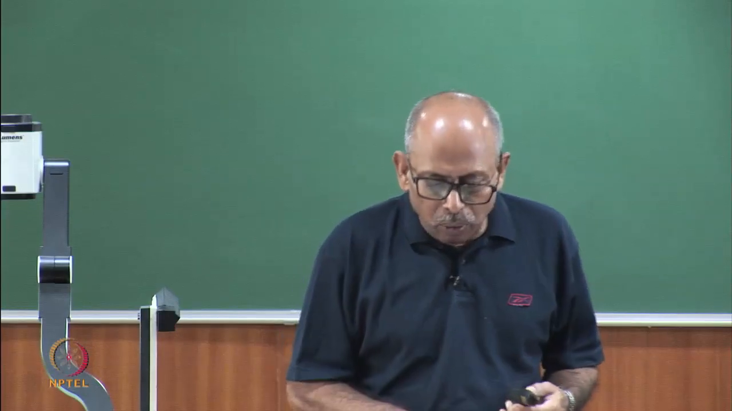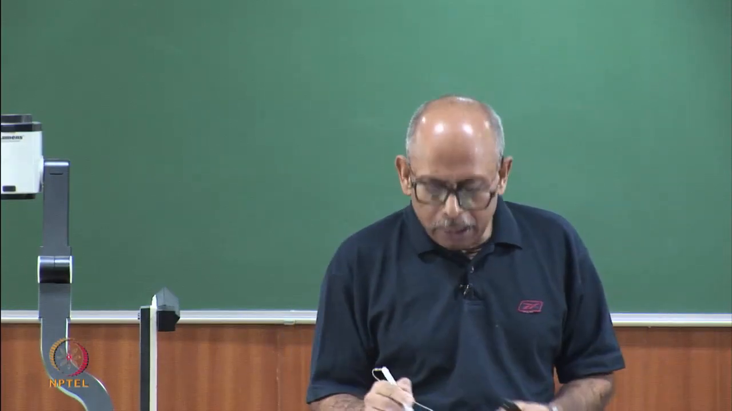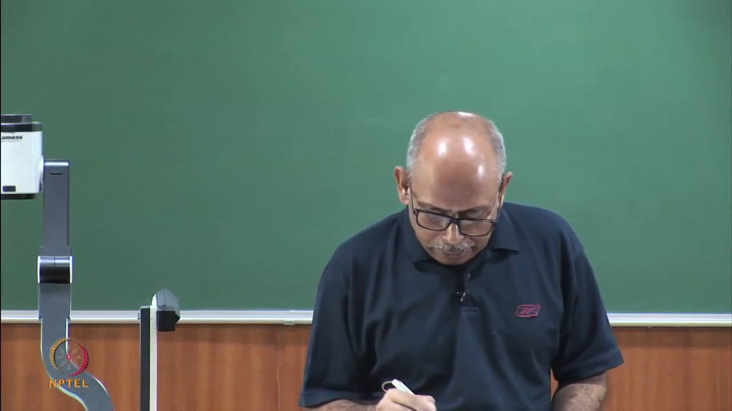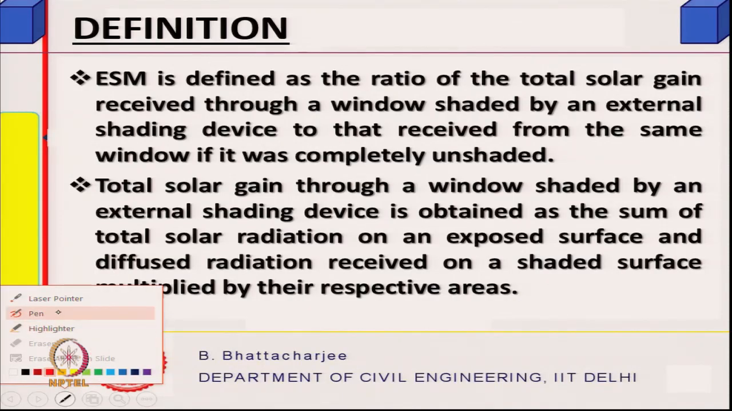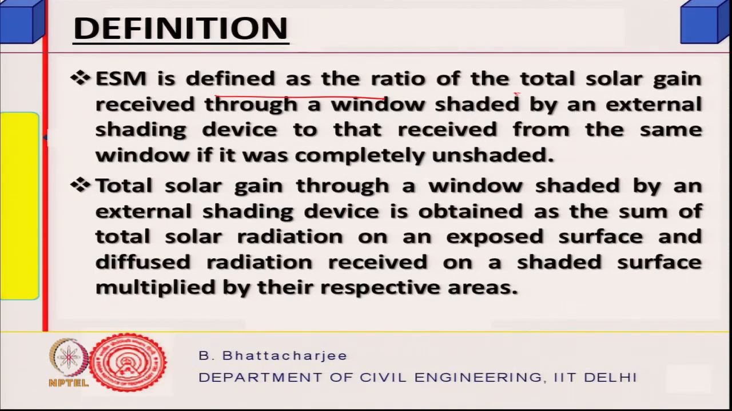So, we define something called external shading multipliers, right. The external shading multiplier is the ratio of total solar gain received through the window shaded by an external shading device to that received from the same window if it was completely unshaded. That is what we looked into earlier, HO. We call it something like HO in case of summer. And if I take the total HO plus HH under heated period, that is what will be this.